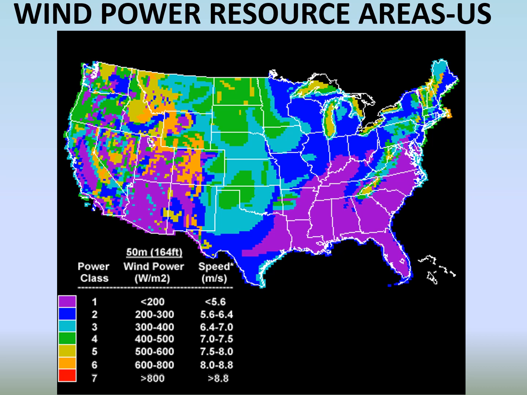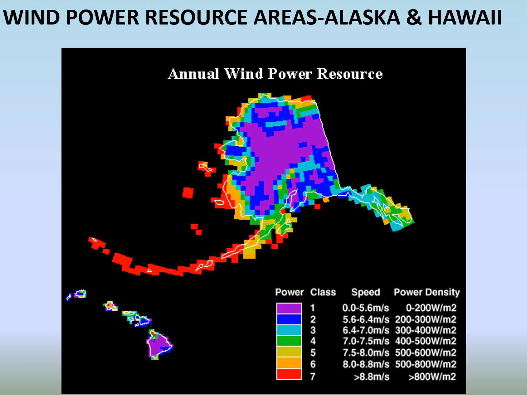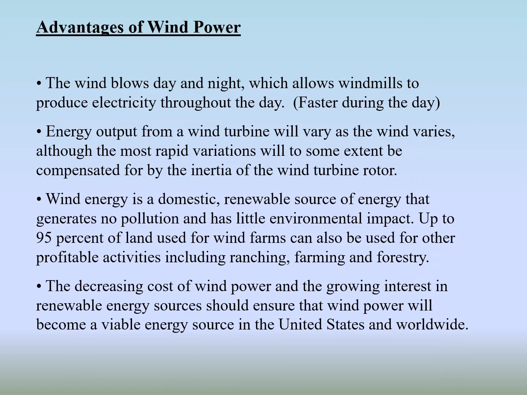You can pause the video and read this carefully. Wind power resource areas: you can see these are the wind power areas, and the red area is the largest, but I can't see the red area in the map, so you can pause and look at it carefully. You can also pause this slide and read it.